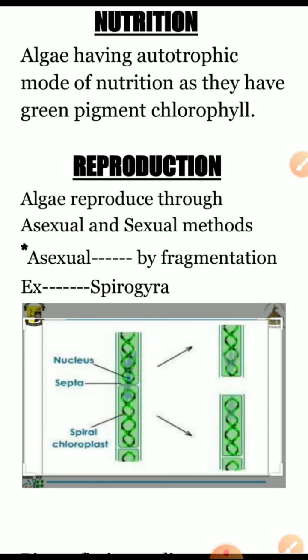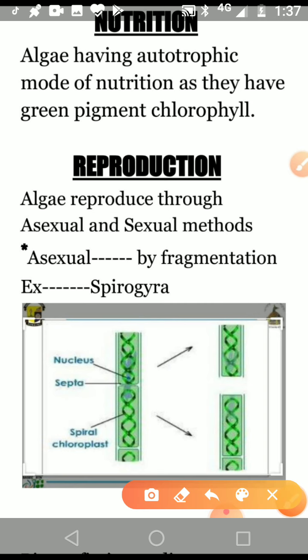So now the next topic is about how they reproduce. These algae reproduce by asexual mode and also by sexual mode. That means they reproduce sexually and asexually. In asexual, two methods are there: fragmentation and binary fission.